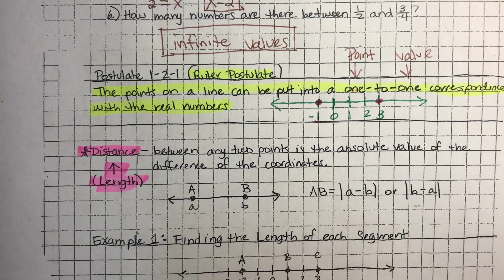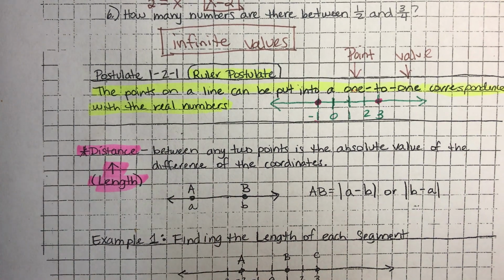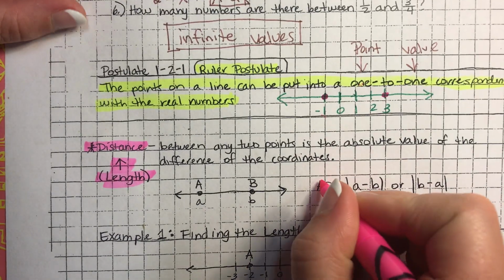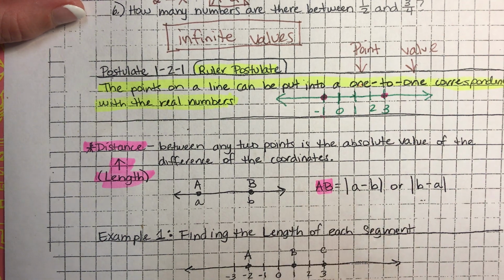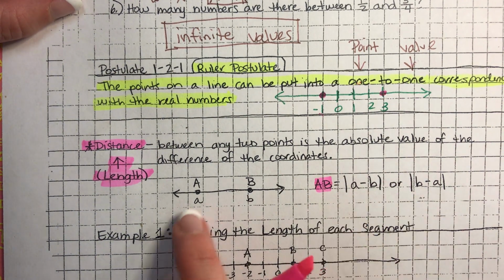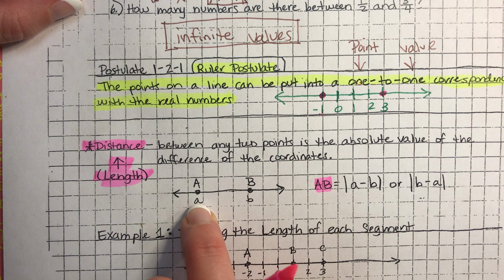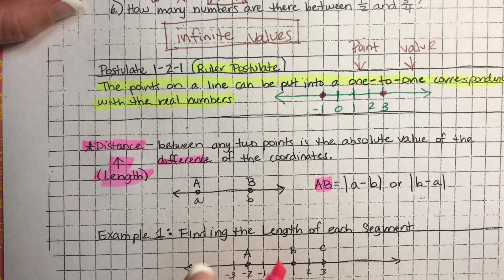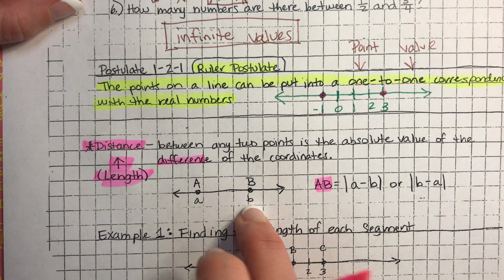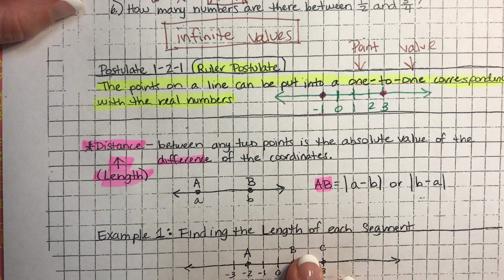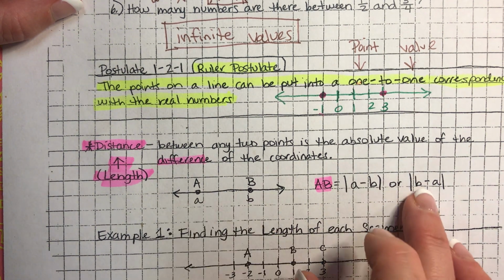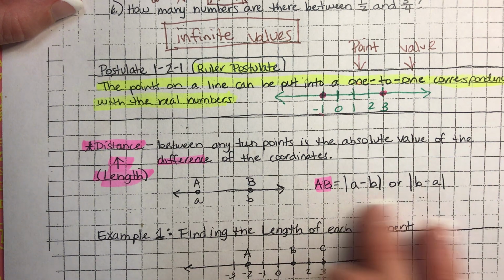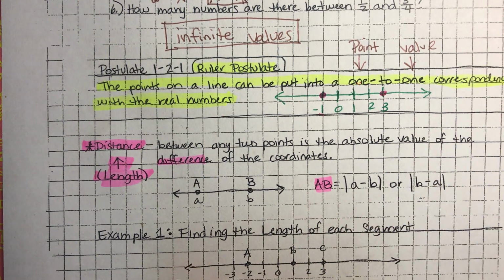But what they say is the distance between A and B, and see how they write that notation AB like that? That's talking about the distance. It is the absolute value of the difference. Remember, difference is that word right there, difference means subtraction. So you take A and you subtract B, and then you take the absolute value of it. Or you can go B minus A and take the absolute value. It doesn't matter. Either of them, you get the same answer. So let's go ahead and try this out.